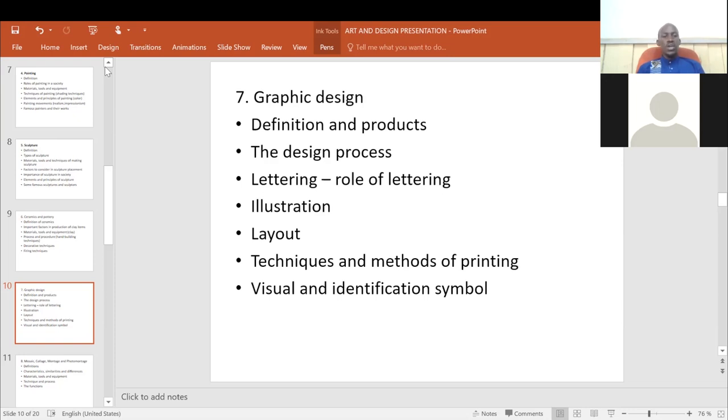Then we can talk about the techniques and methods of printing. Printmaking is a form and a technique in creation of graphic design. We have various printing methods. We can have computer-aided printing. We have other forms of printing, such as block printing and all that.